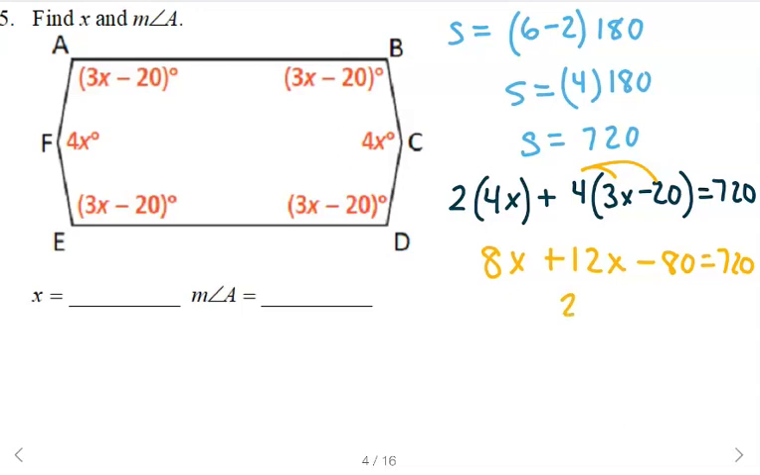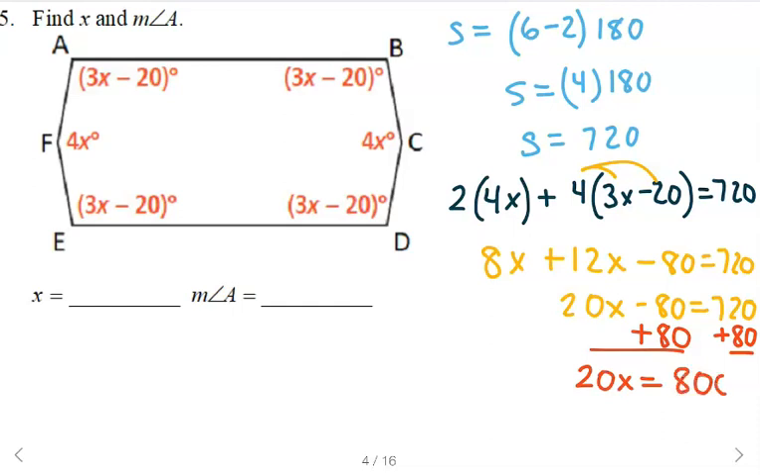We can combine those like terms. We get 20x minus 80 equals 720. Then we'll add 80 to each side. So we have 20x equal to 800, and then divide by 20. And so x is 40. So we found the value of x. That's the first part of what we want to do.